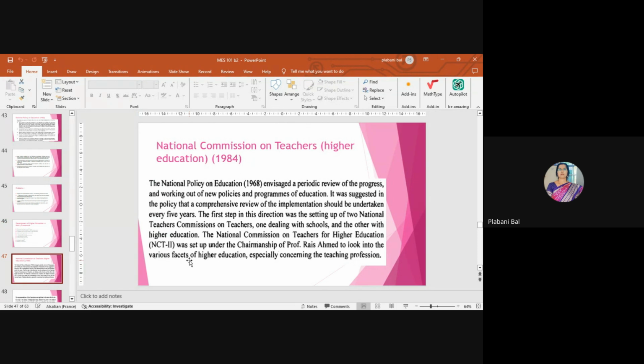The National Commission on Teachers was formulated for higher education, but two steps were taken. One, a teacher commission for teachers of school level and teachers for higher education. Both were prepared there. The National Commission on Teachers for Higher Education, NCT 2, was set up under the chairmanship of Professor Rais Ahmad to look into the various facets of higher education, especially concerning the teaching profession.